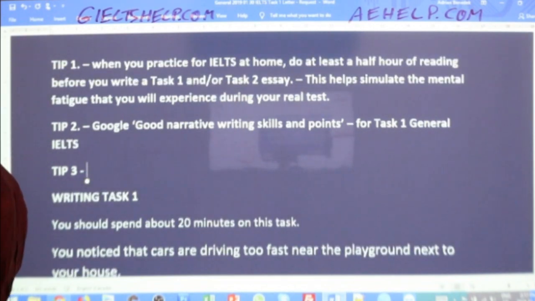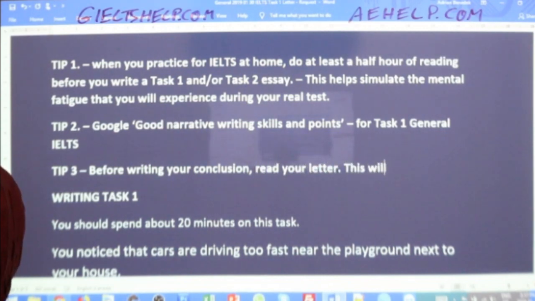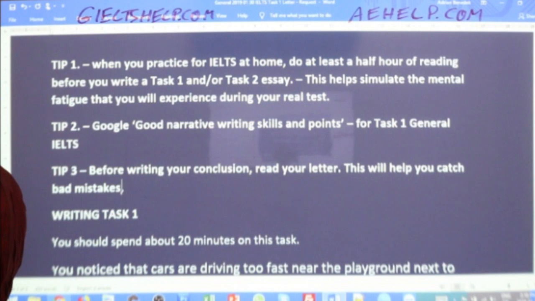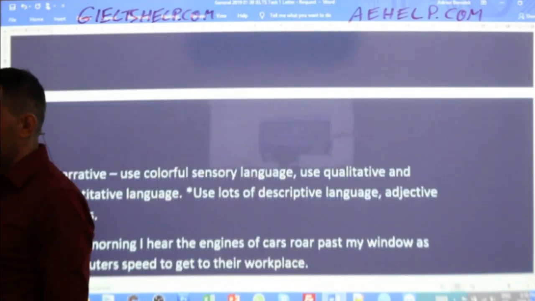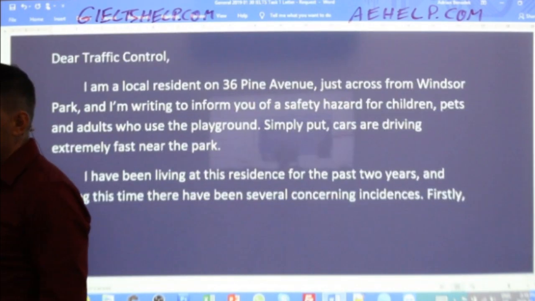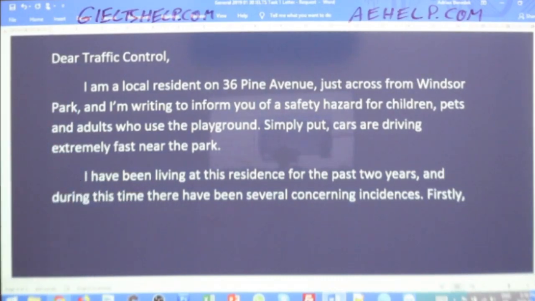Before you write your conclusion, read your letter. This will help you catch bad mistakes, which change meaning. Look for those ones first. And give you a better idea of what to write for the conclusion. Okay? Shouldn't take you long. It's only 150 words. Don't get lost. Try to read it nice and smooth. Okay? Here we go.